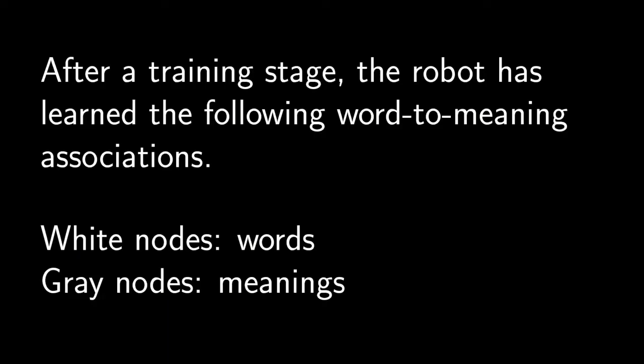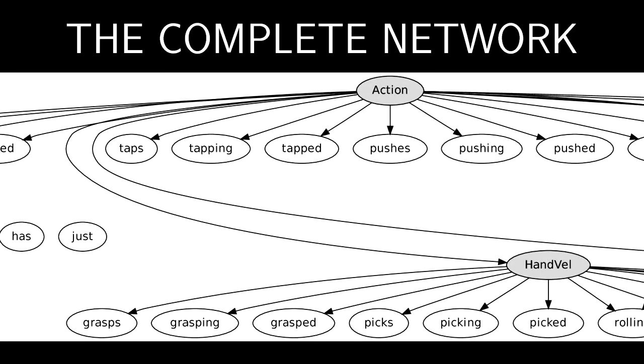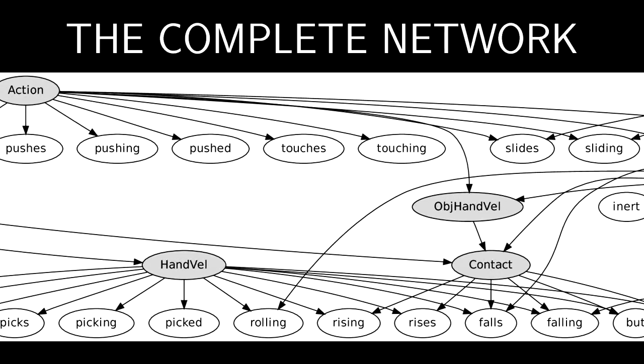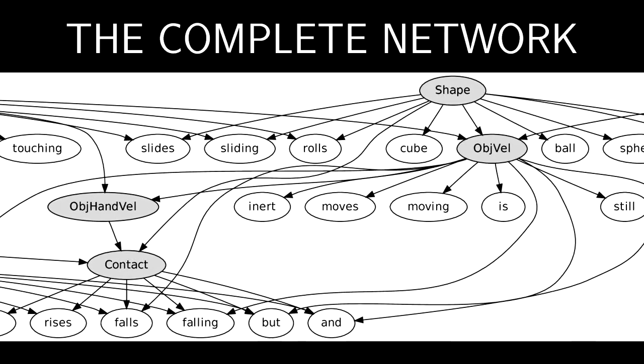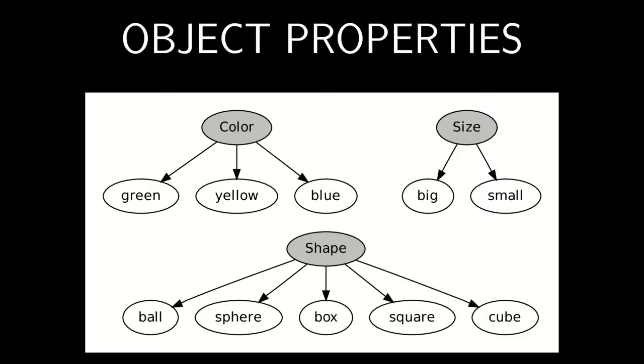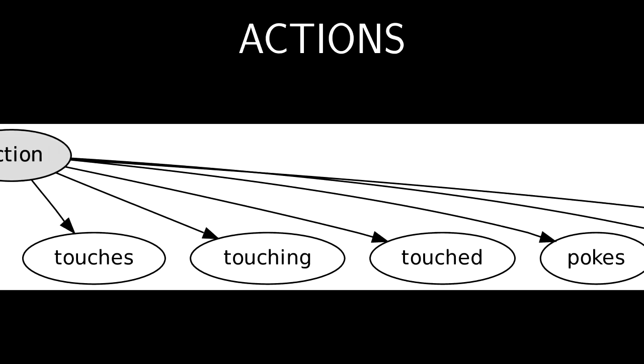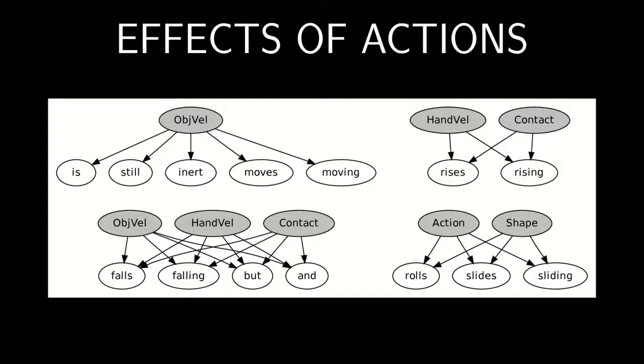After a training stage, the robot has learned the following word-to-meaning associations. This is a complete illustration of the dependencies found by the robot. White nodes correspond to words, gray nodes to meanings. We can split the complete models in parts to simplify the illustration. Object properties are clearly associated with the corresponding words. Actions are also associated with the corresponding verbs. Words describing effects are associated with a combination of nodes that represent that effect.